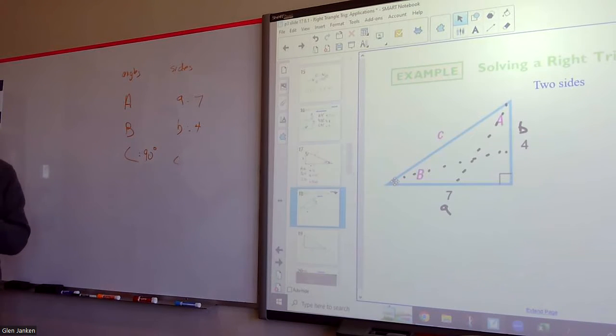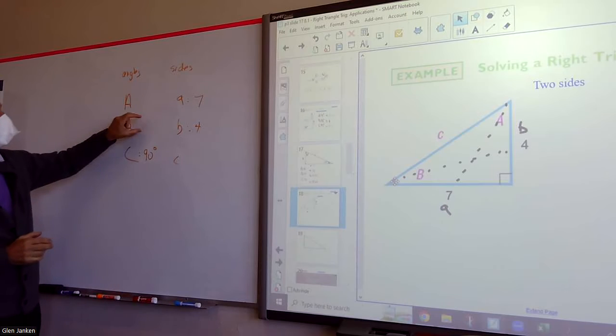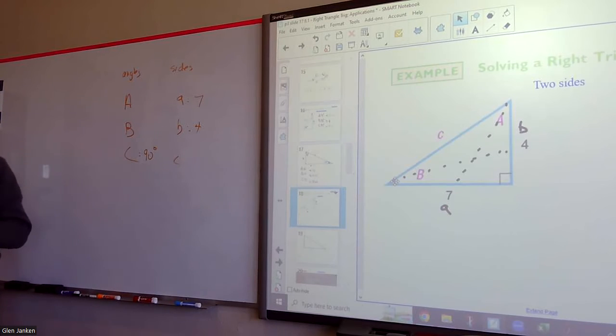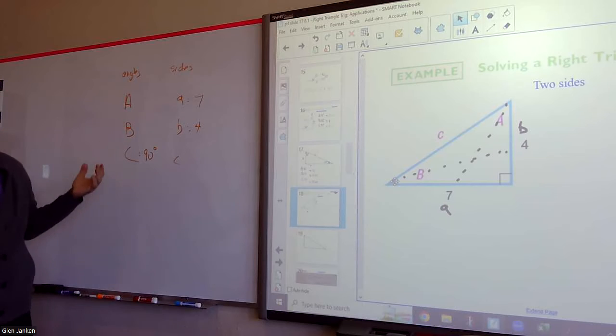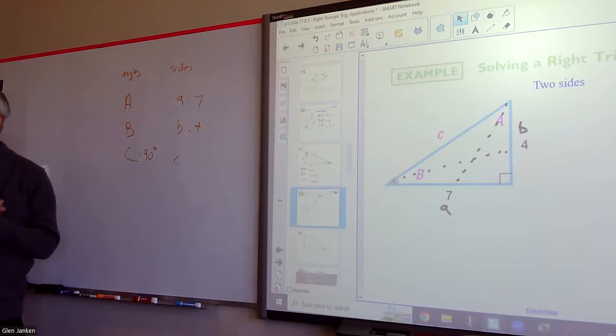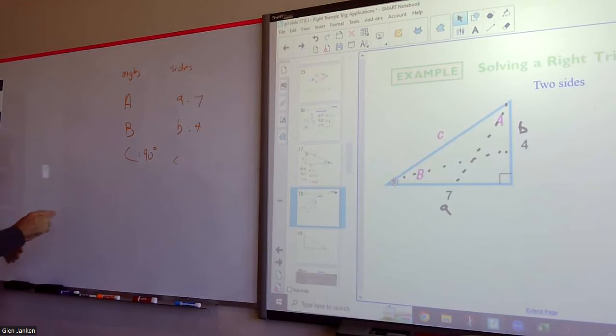All right. So that is true. Once we find out either A or B, we can find the other one easily by the complementary angle theorem. But we don't have either one of those. There's something else we can do here. I'm going to go for the magic bowl again and give somebody else a chance. Kalani. How about the Pythagorean theorem, right? I've got two sides. I can find the third side.